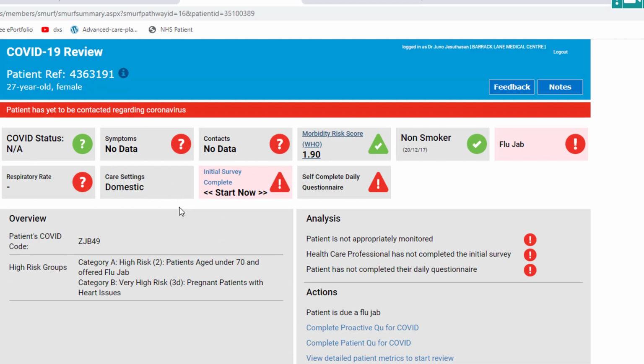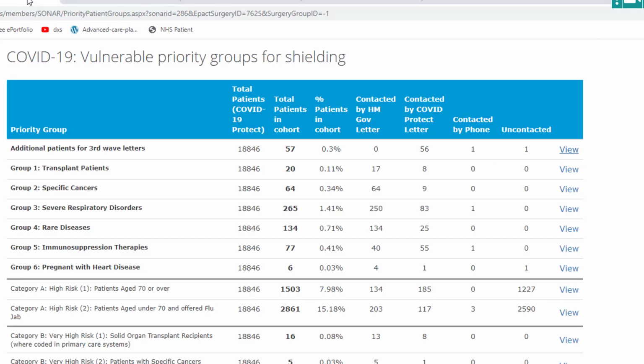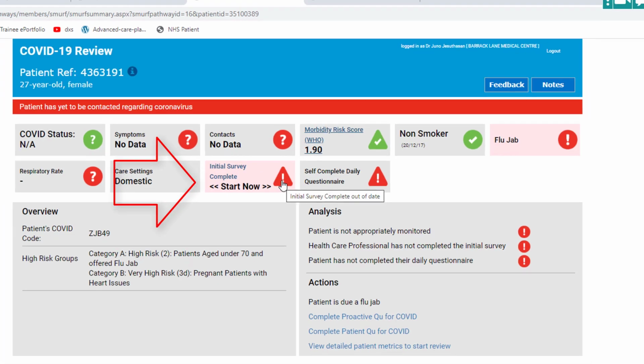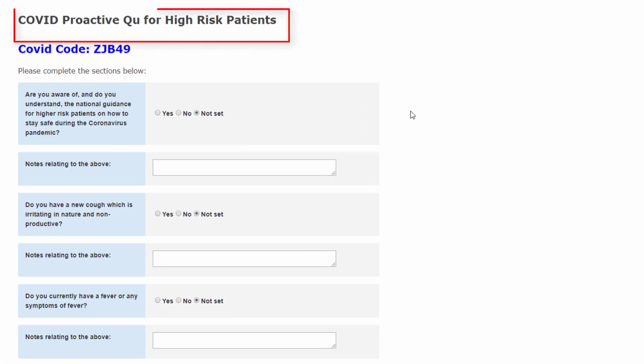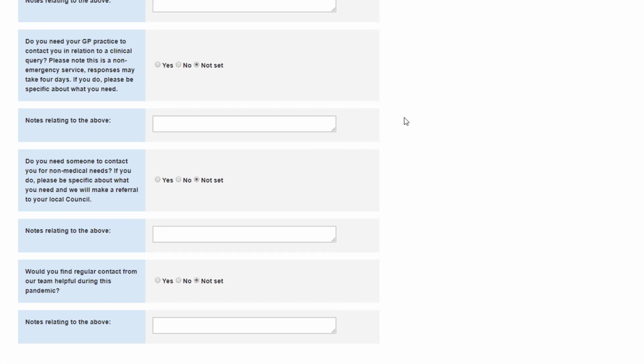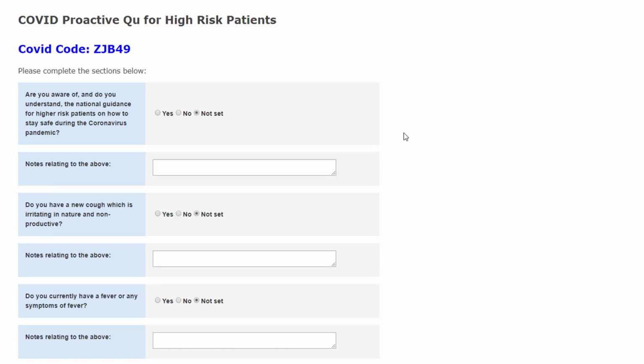One of the ways that you can contact patients, which is where, going back to this page, contacted by telephone, is because on her Smurf review, if you start the initial survey complete now and go through the questions that are on there, that picks up and is what the contact by telephone information is about. So quite easy, simple questions to fill in.